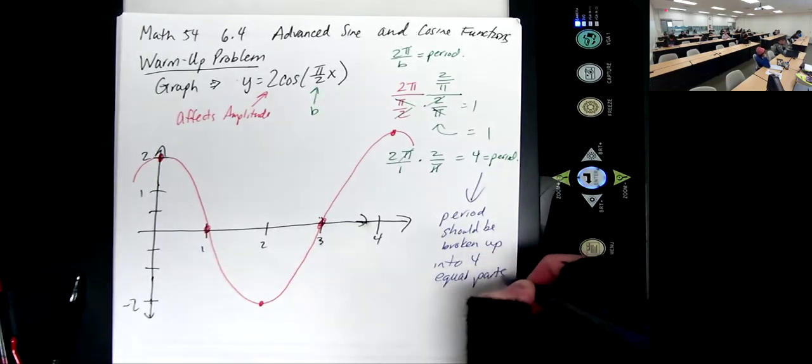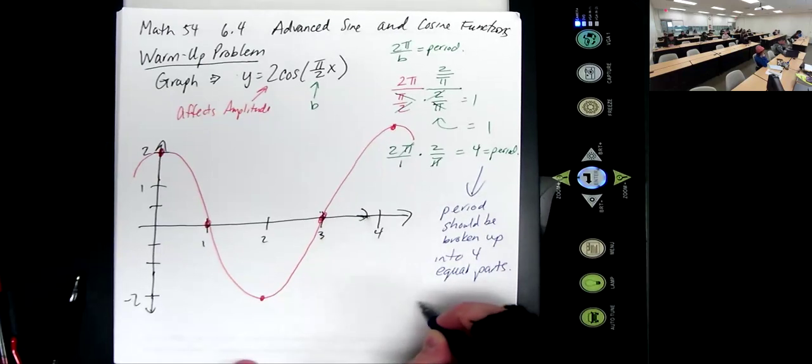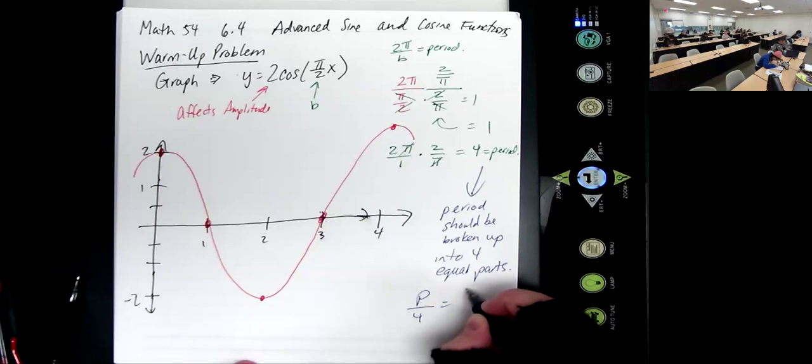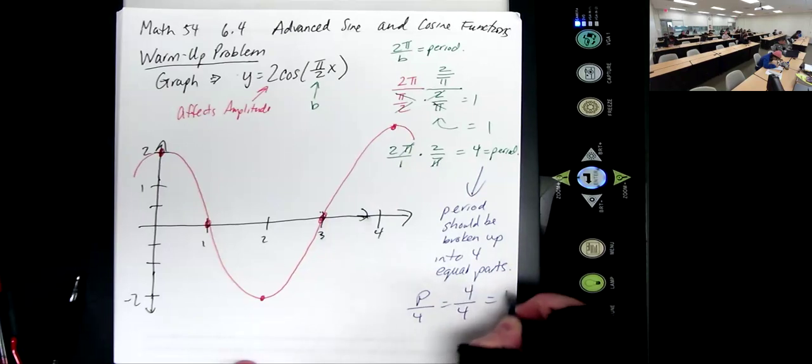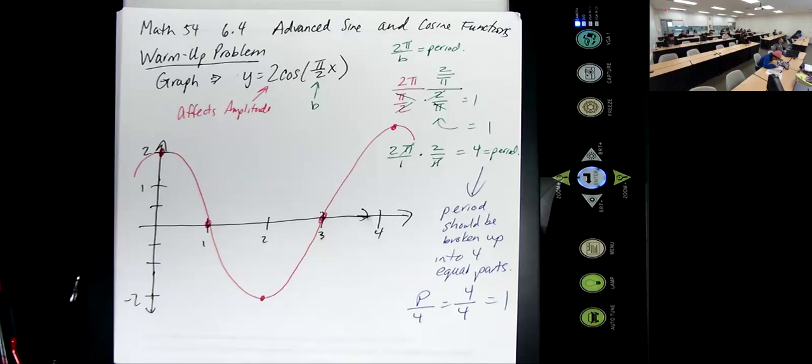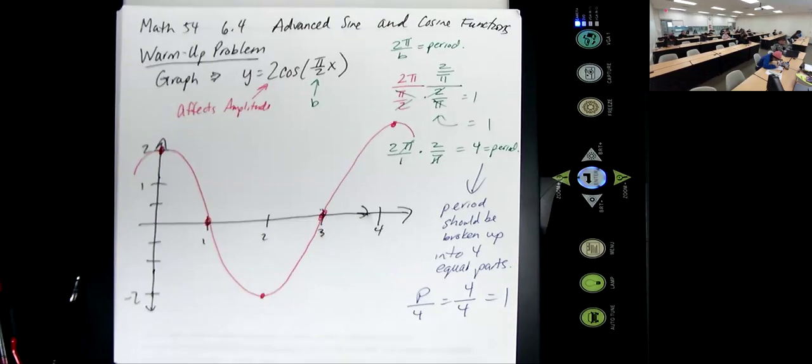Mark the ones on the x-axis. Period over 4. 4 over 4 equals 1. That tells me how often to make every increment. Okay.